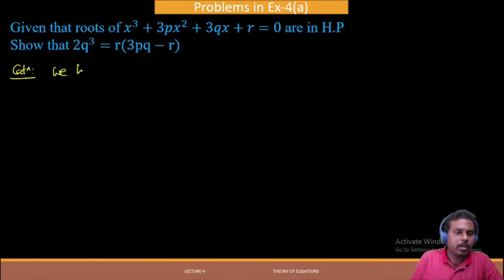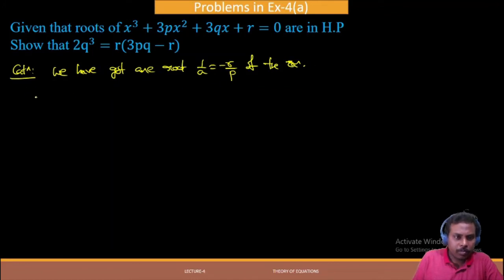So we have got one root, that is 1 by a is equal to minus r by p of the equation. So this implies it satisfies the given equation. So I think this is q.